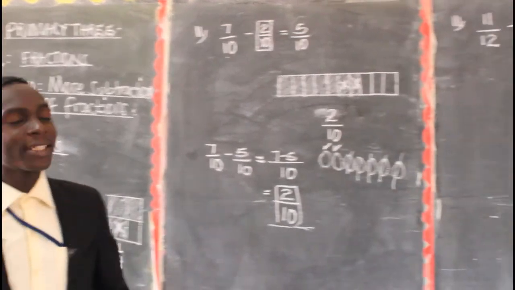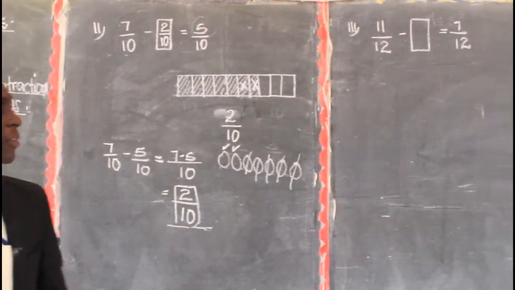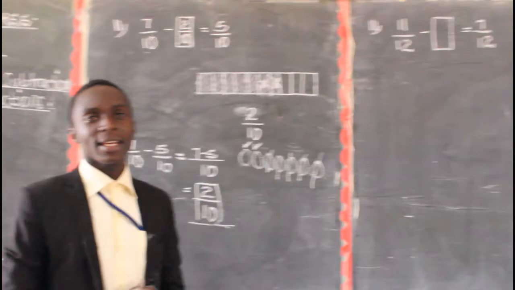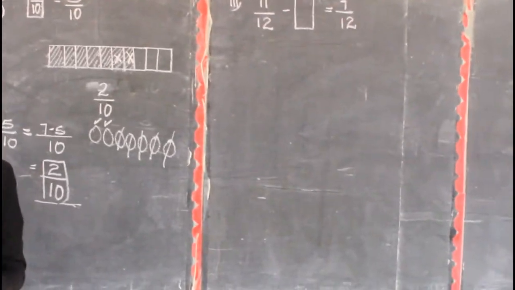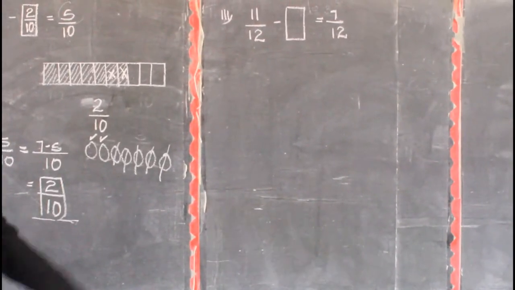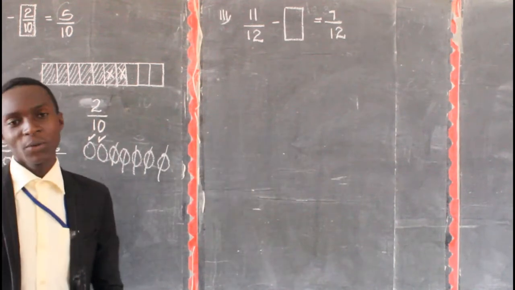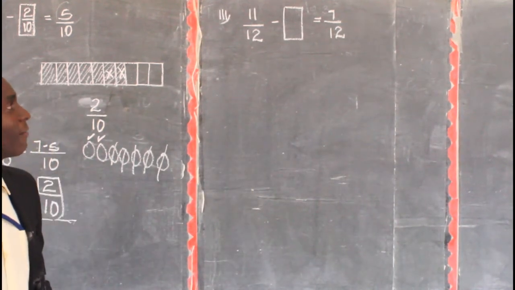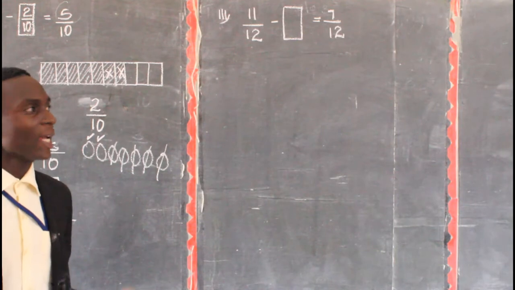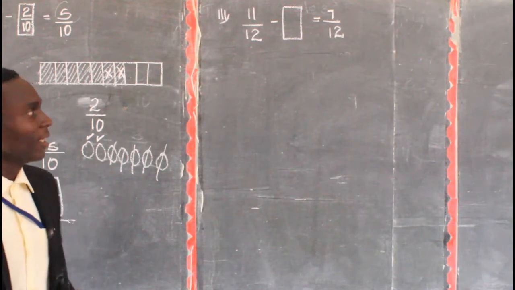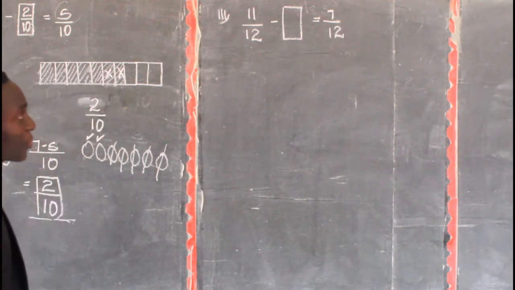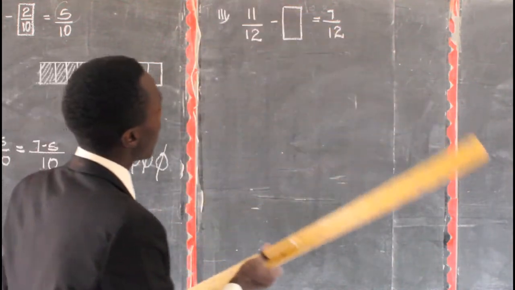Thank you very much. Let us look at our example 3, and that is our last example. Let us take it as a trial number. We have to make sure that we try this one together. It is saying 11 out of 12 minus a number, you will get 7 out of 12. Which method should we start with? Let us start with our Dale method.